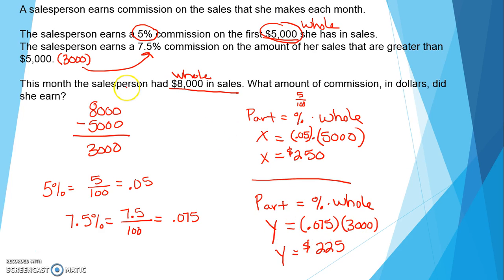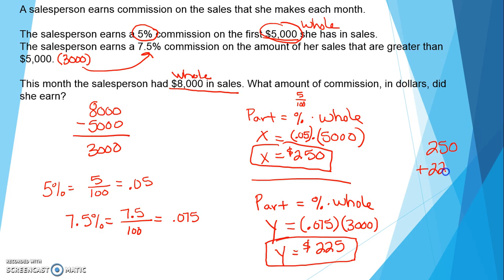So to figure out what amount of commission in dollars she earned total, we'll take her 250 and add on her 225. 250 plus 225, that's 5, that's 7. So she made $475 in commission on her $8,000 in sales. So that's how commission works. You just get an extra little bit for selling stuff for the company. She made an extra $475 for selling that. I hope that helps.